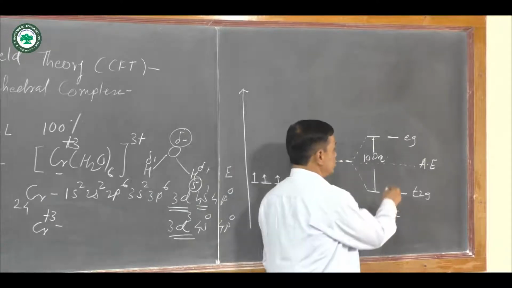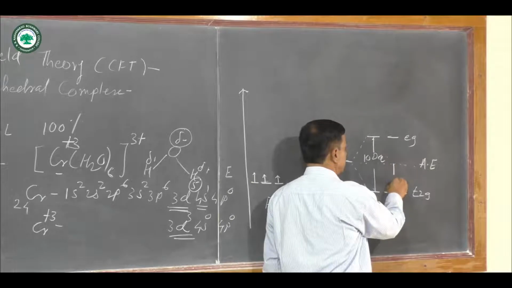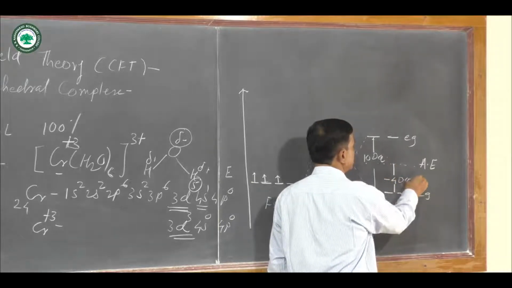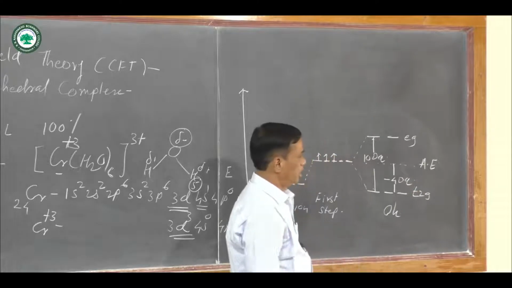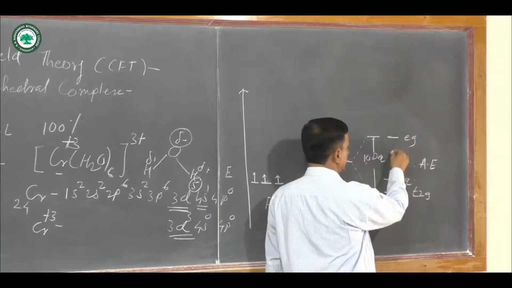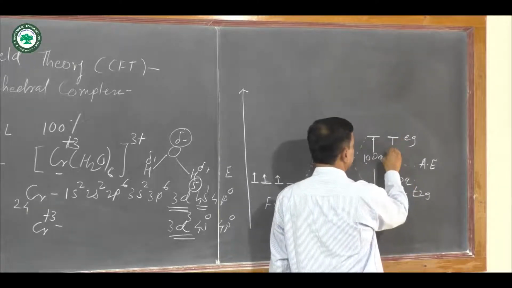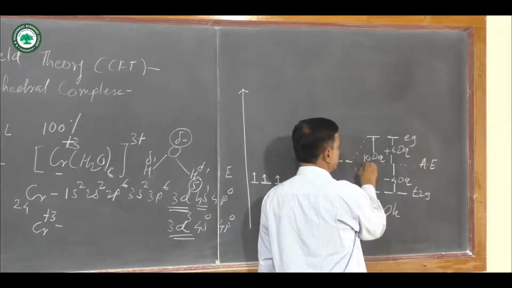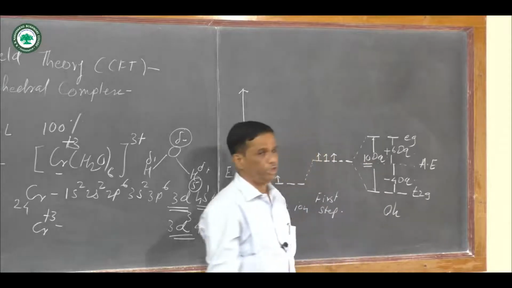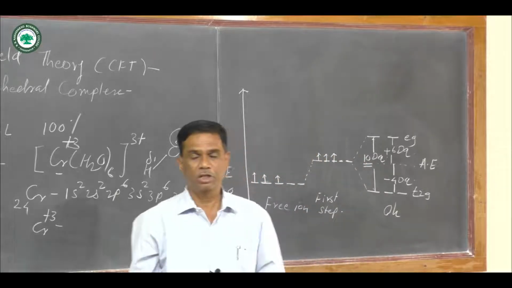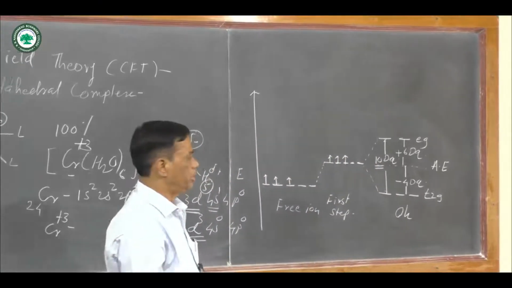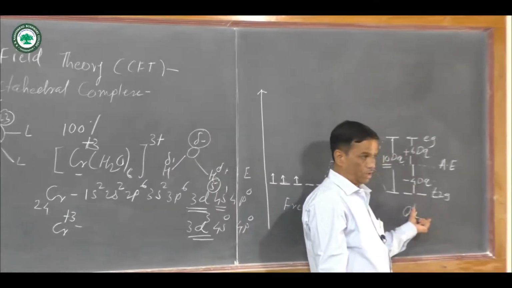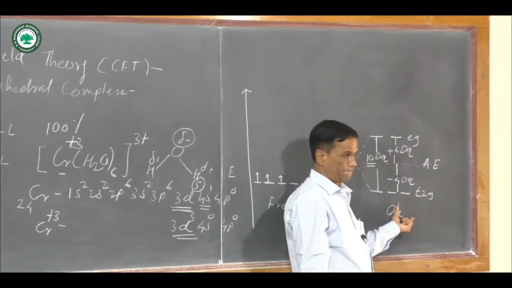Then from the T2g level to the Eg level, this distance is represented by minus 4 Dq, and from the average energy to the Eg, the distance is plus 6 Dq, and the total is equal to 10 Dq. Here T2g is in an octahedral field or octahedral arrangement.